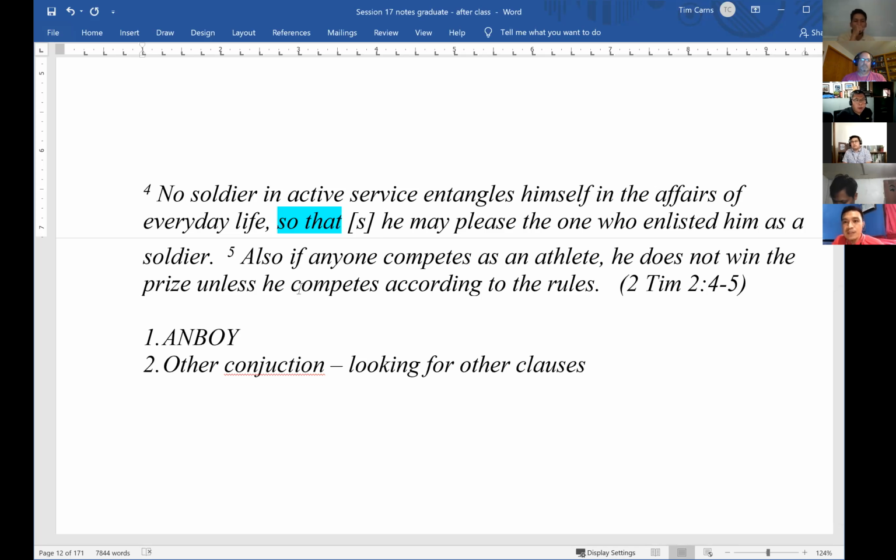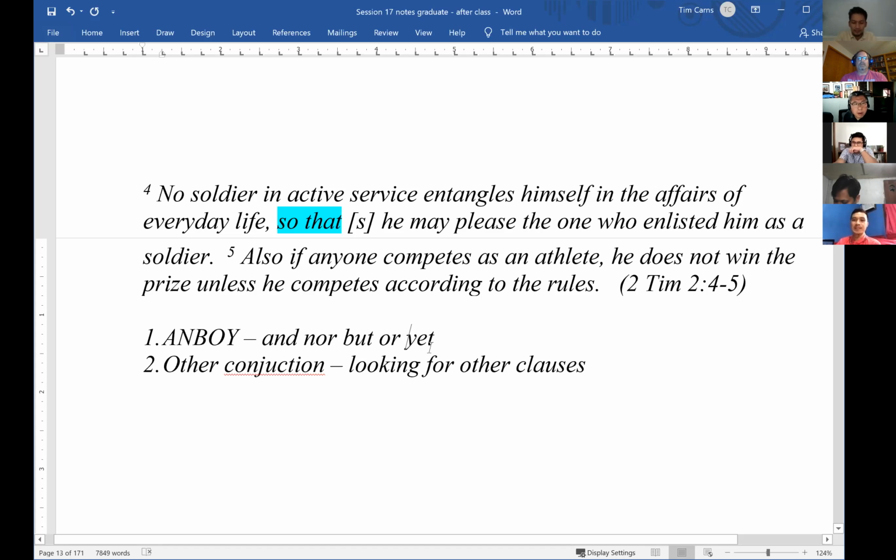Also, if anyone competes with an envoy, and yeah, the envoy is: for, and, nor, but, or, yet. It's a bit difficult being absent for so long. That's okay, no problem. So: and, nor, but, or, yet. Okay, do you see any of those here?